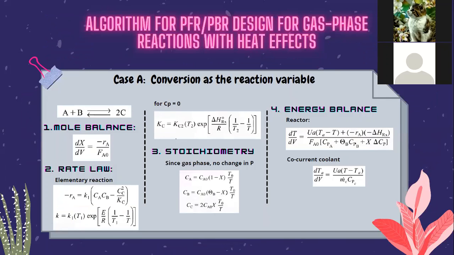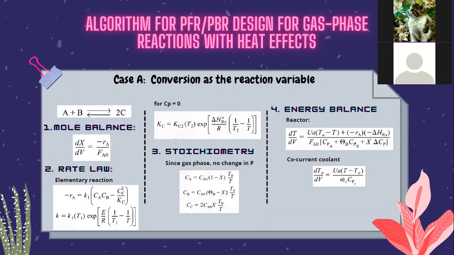Okay, so I will explain about the algorithm for PFR and PBR design for gas phase reaction with heat effect. So there are two cases. The first case is case A, which is the conversion as the reaction variable. For example, there is a reversible reaction, which is A plus B equals 2C.